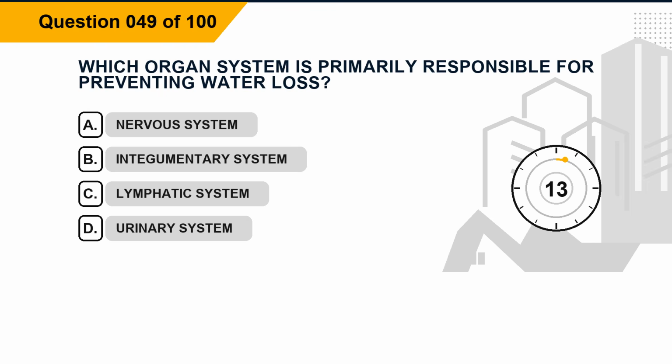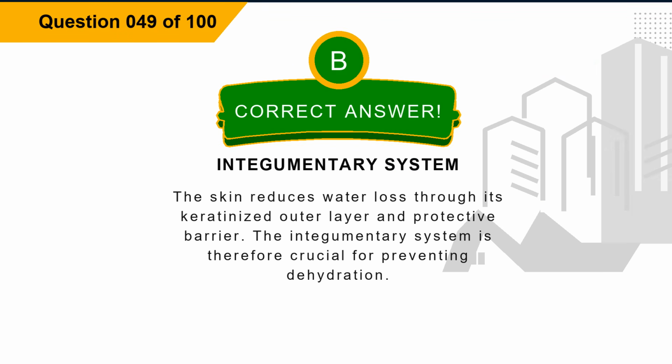Question 49. Which organ system is primarily responsible for preventing water loss? Option A, nervous system. Option B, integumentary system. Option C, lymphatic system. Option D, urinary system. The correct answer is option B, integumentary system. Explanation. The skin reduces water loss through its keratinized outer layer and protective barrier. The integumentary system is therefore crucial for preventing dehydration.